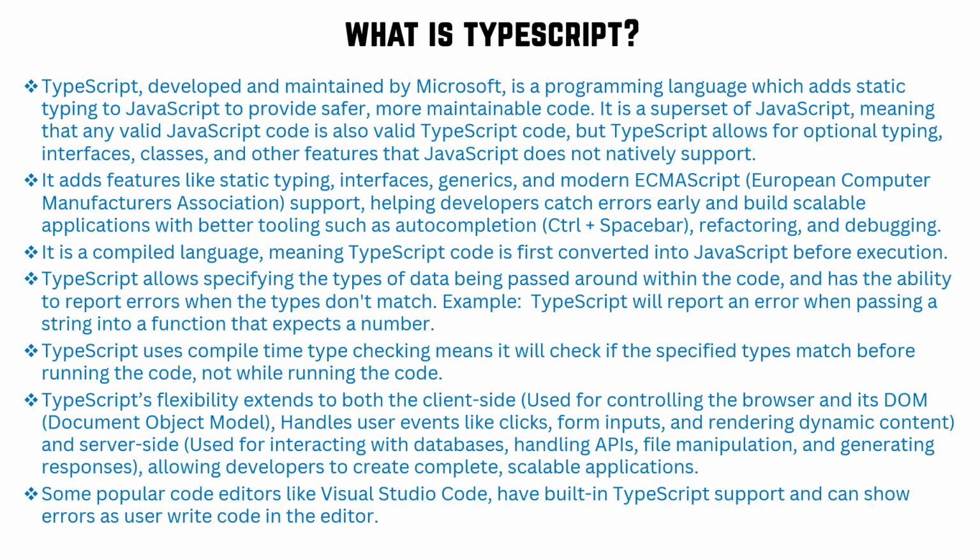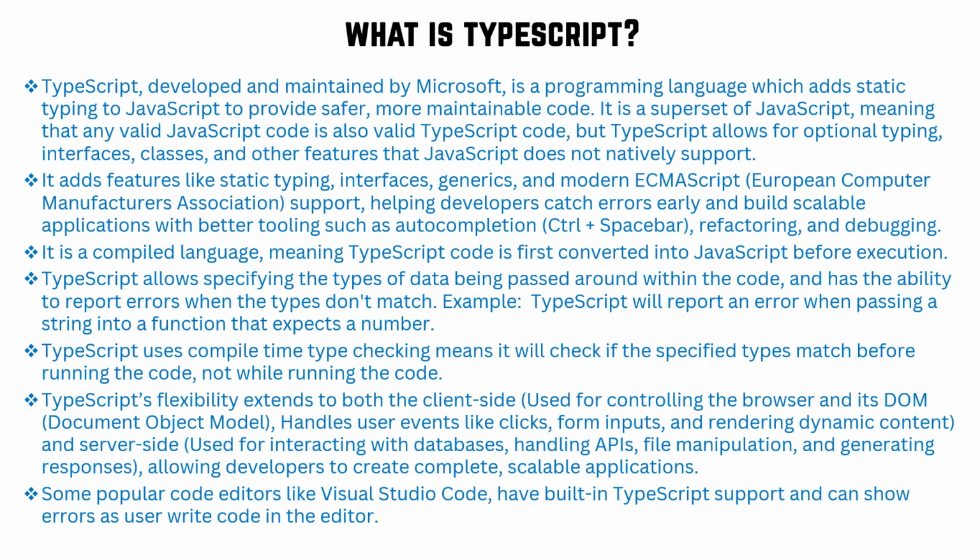But TypeScript is a compiled language, meaning TypeScript code is first converted into JavaScript before execution. And most of the time you can get the errors during compilation. So before running the code, you can get the error and try to fix it. TypeScript allows specifying the types of the data being passed around within the code and can report errors when the types do not match. That is one of the key benefits of TypeScript.